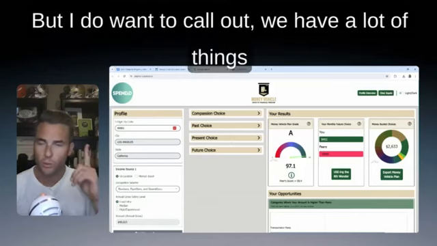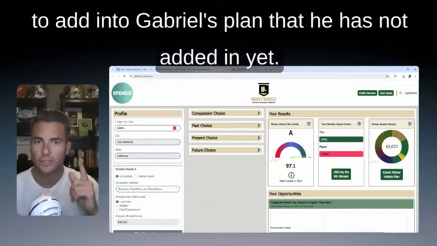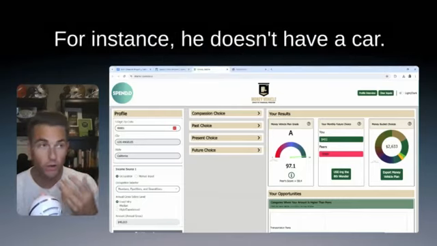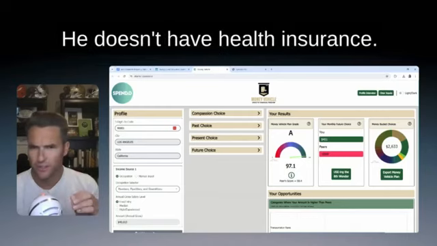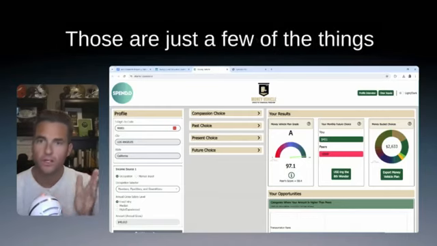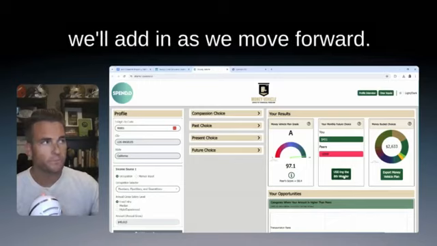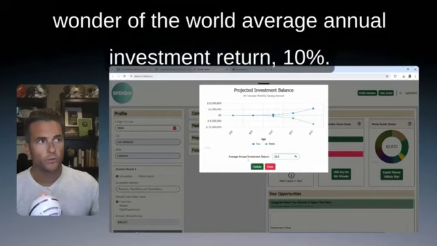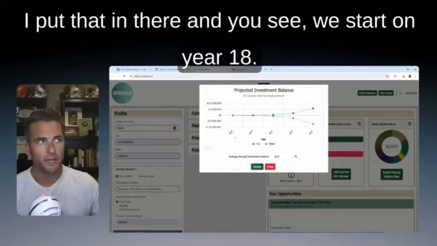But I do want to call out, we have a lot of things to add into Gabriel's plan that he has not added in yet. For instance, he doesn't have a car, he doesn't have life insurance, he doesn't have health insurance. Those are just a few of the things we'll add in as we move forward. But I do like to point out, using the eighth wonder of the world, average annual investment return, 10%. I put that in there.